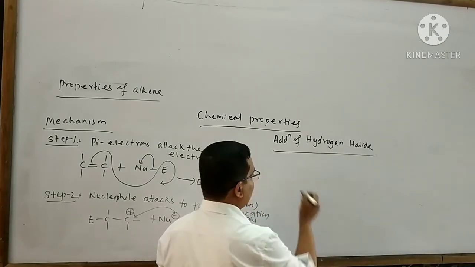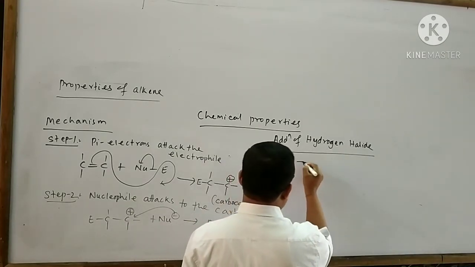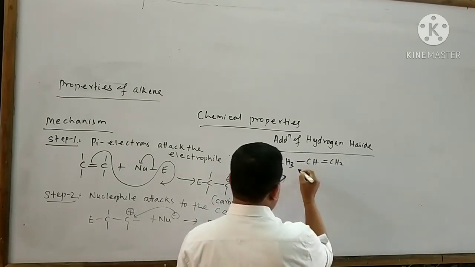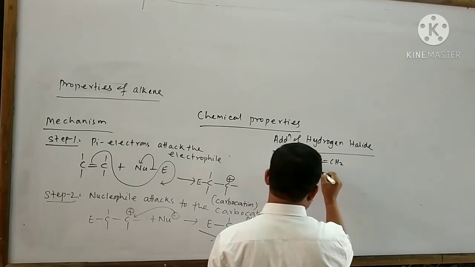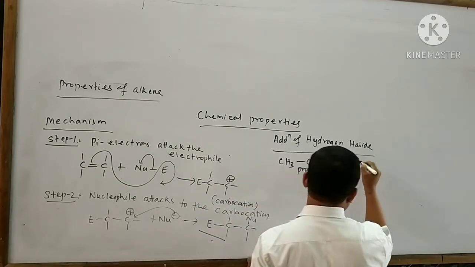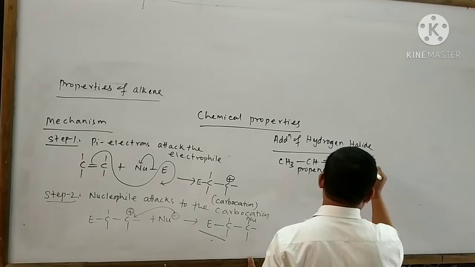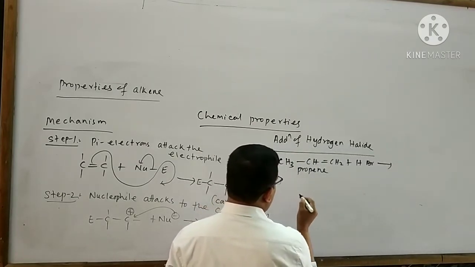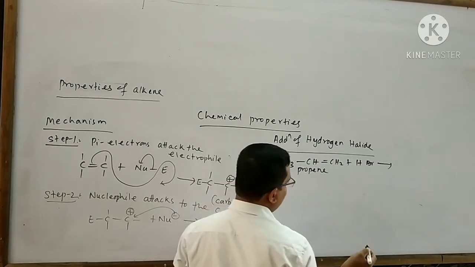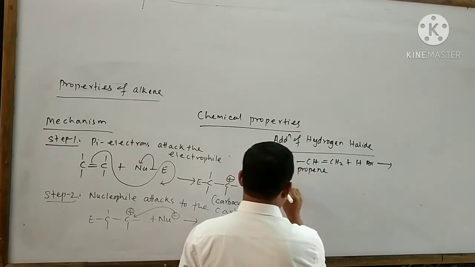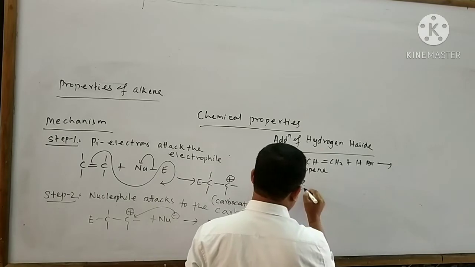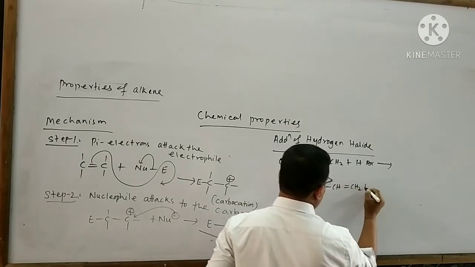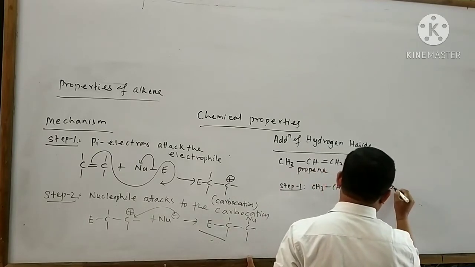Next I will take another example: CH3-CH=CH2. The name of this reactant is propene. When propene is subjected to reaction with HBr, then what will be found? Look at that. In step number 1, the pi electron attacks the electrophile. So I can write step number 1 like this: CH3-CH=CH2 plus HBr.